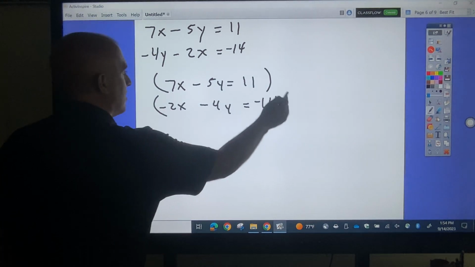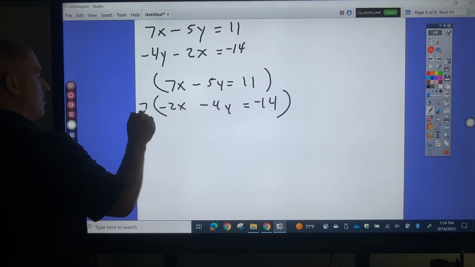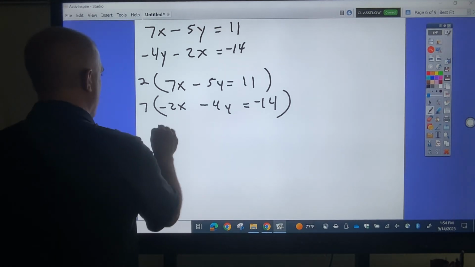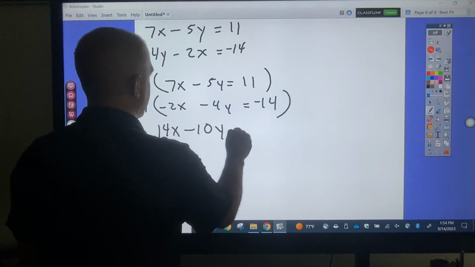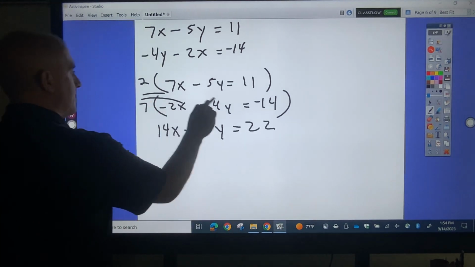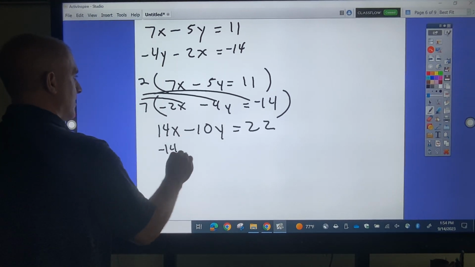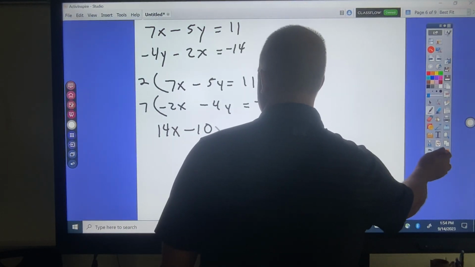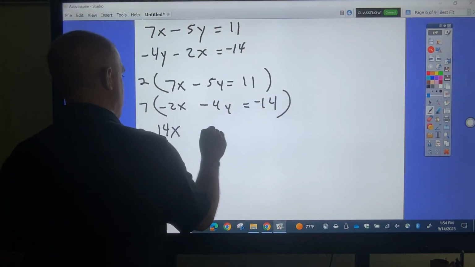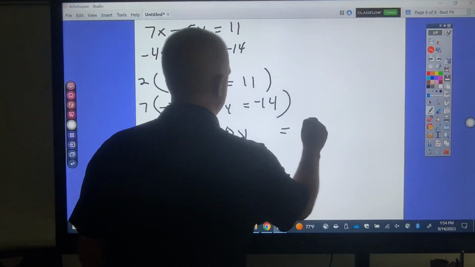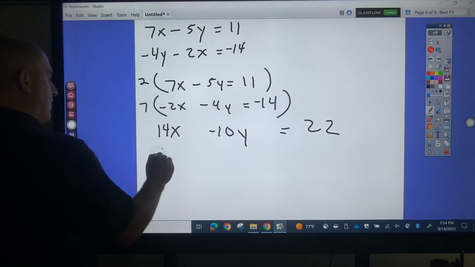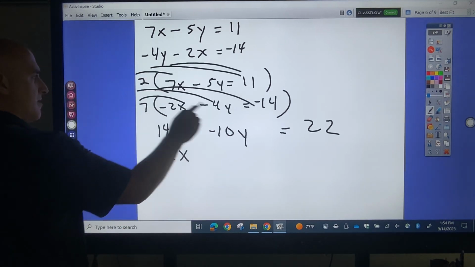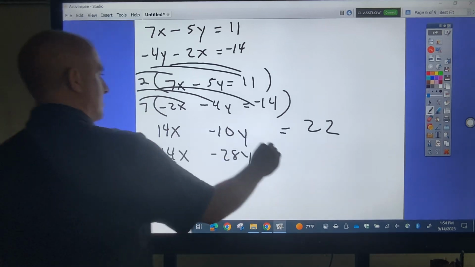Now, make this easy on yourself. Multiply by 7, multiply by 2. I know that's a negative 2, but it's going to be easier. Trust me. 14x minus 10y equals 22. Distribute this: negative 14x, negative 28y equals negative 98.